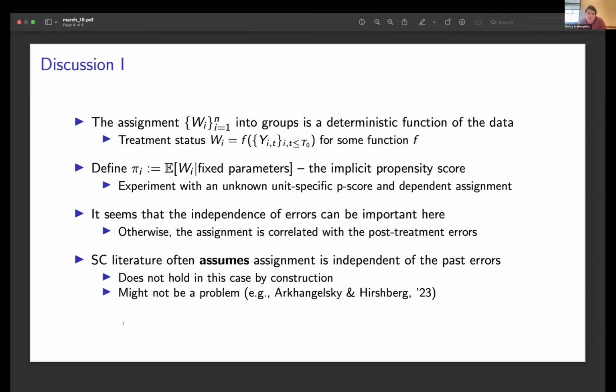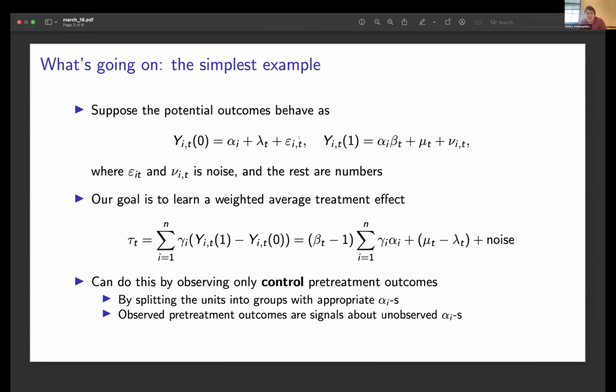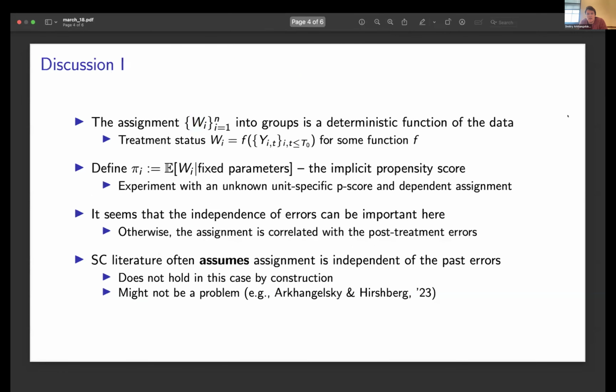And so the way I was thinking about it is that if I think about the assignment, W_i is this binary indicator of whether you are in the treated group or in the control group, then of course it's a deterministic function of the data, right? You give me the pretreatment data, and I give you the assignment vector. Why? Because it just solves the optimization problem. But at the same time, I can also think of the expectation of this W, where I treat things like these epsilons here as random variables, and I resolve this problem again and again.